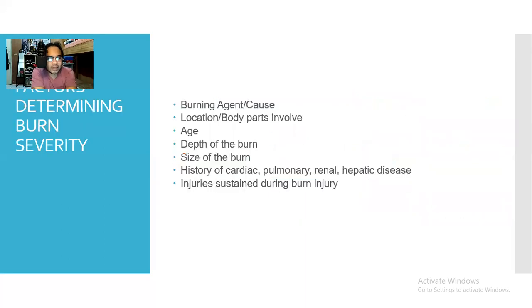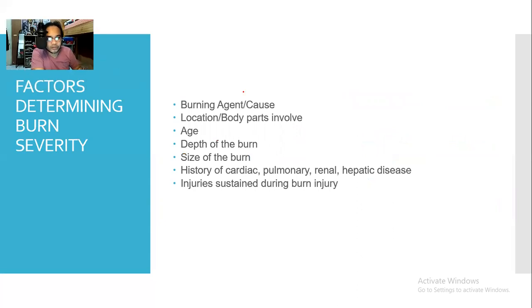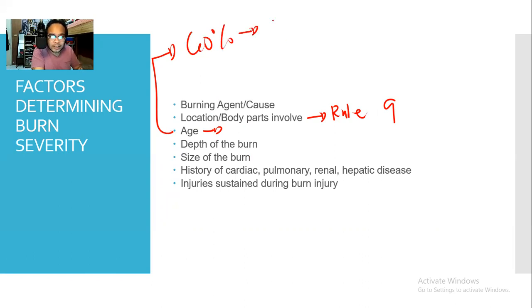So let's talk about determining the burn severity. Factors determining the burn severity: of course, the burning agent or cause. We have chemicals, electricity, the flame, or the heat. Then the location or body parts, for which we have the rule of 9, which I will show later. Then the age. Remember, class, if you have learned fluid and electrolytes, 60% of the body is water, and this is for the adult.